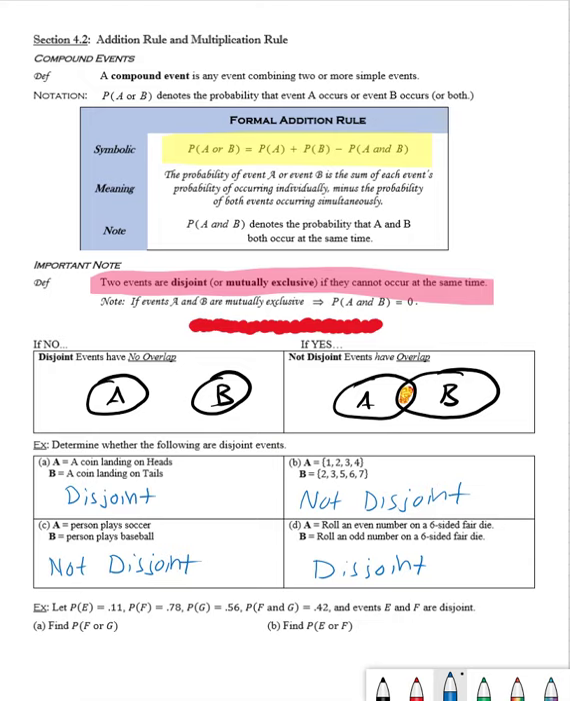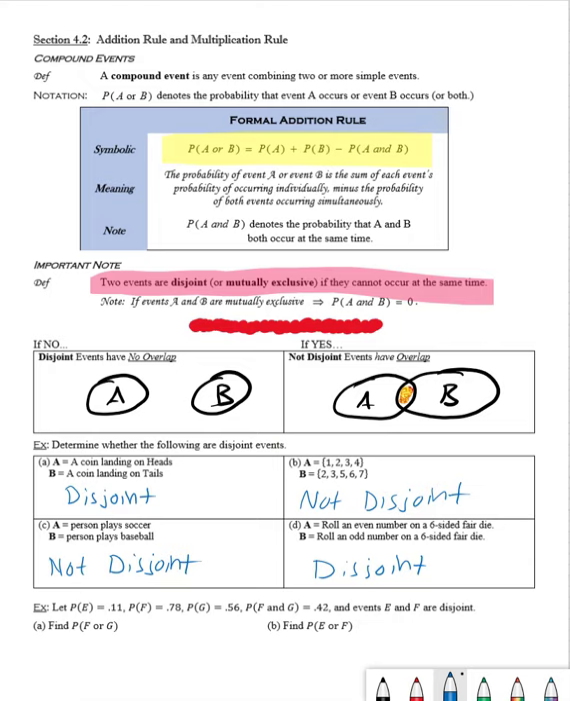Part C, a person plays soccer or a person plays baseball. Now, we're going to identify these events. Can one person play soccer and can the same person play baseball? Yes, they sure can. If they're multi-athletes, by all means, they could play soccer in the morning, baseball in the afternoon, vice versa. Number D, or part D.